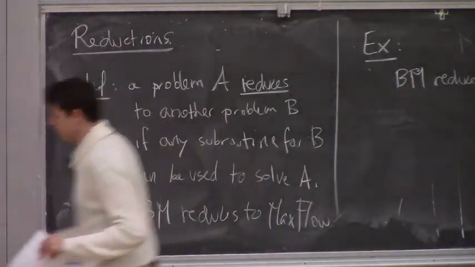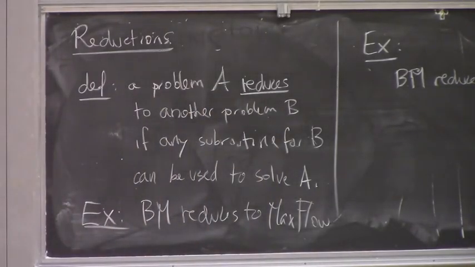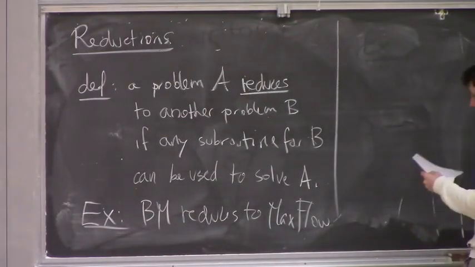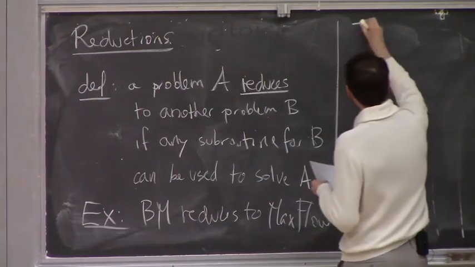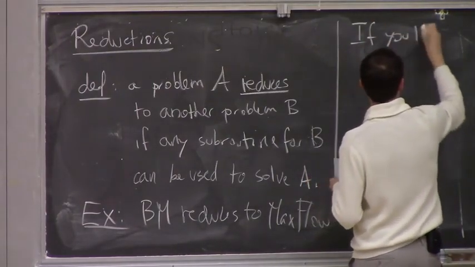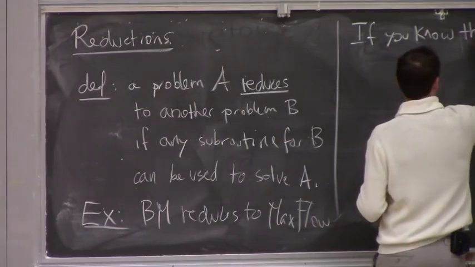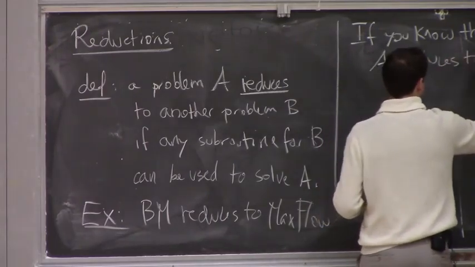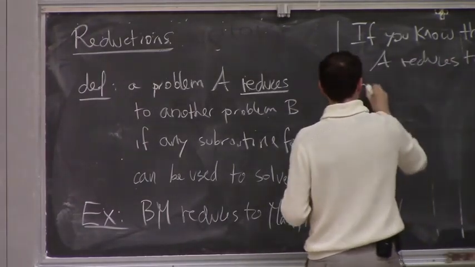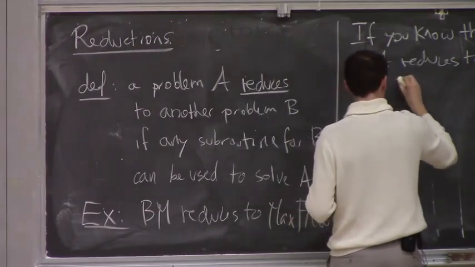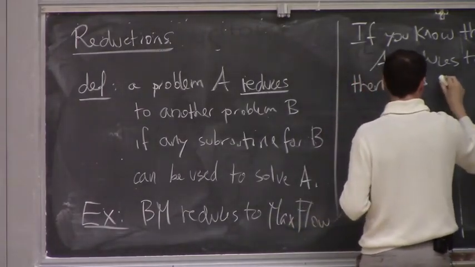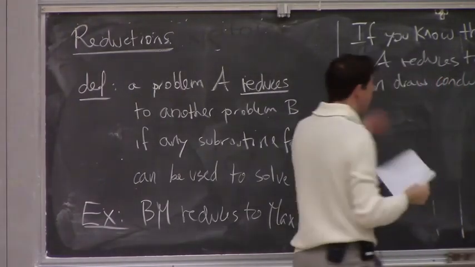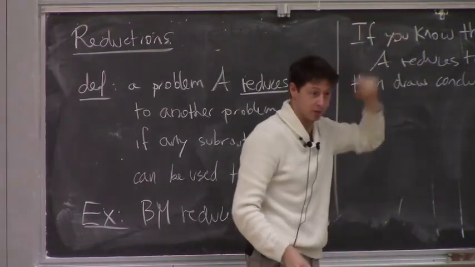I've just moved the example down there, and I want to use the other side of the board. So if you know that A reduces to B, then you can draw conclusions, okay? Let me spell them out. But anyway, how do you know that A reduces to B? It's because you've constructed these two algorithms, okay?